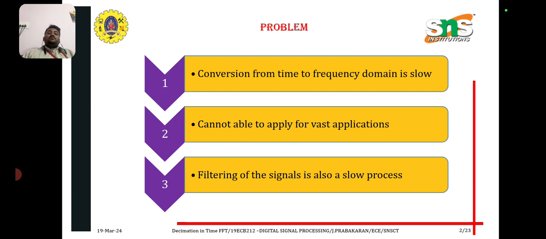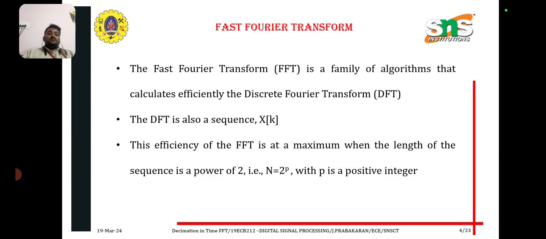The problem is that conversion from time domain to frequency domain is slow for long duration sequences, and we are also not able to apply it to vast applications. Also, filtering of the signal is a slow process for long duration sequences. To overcome these problems, we are using fast Fourier transform.